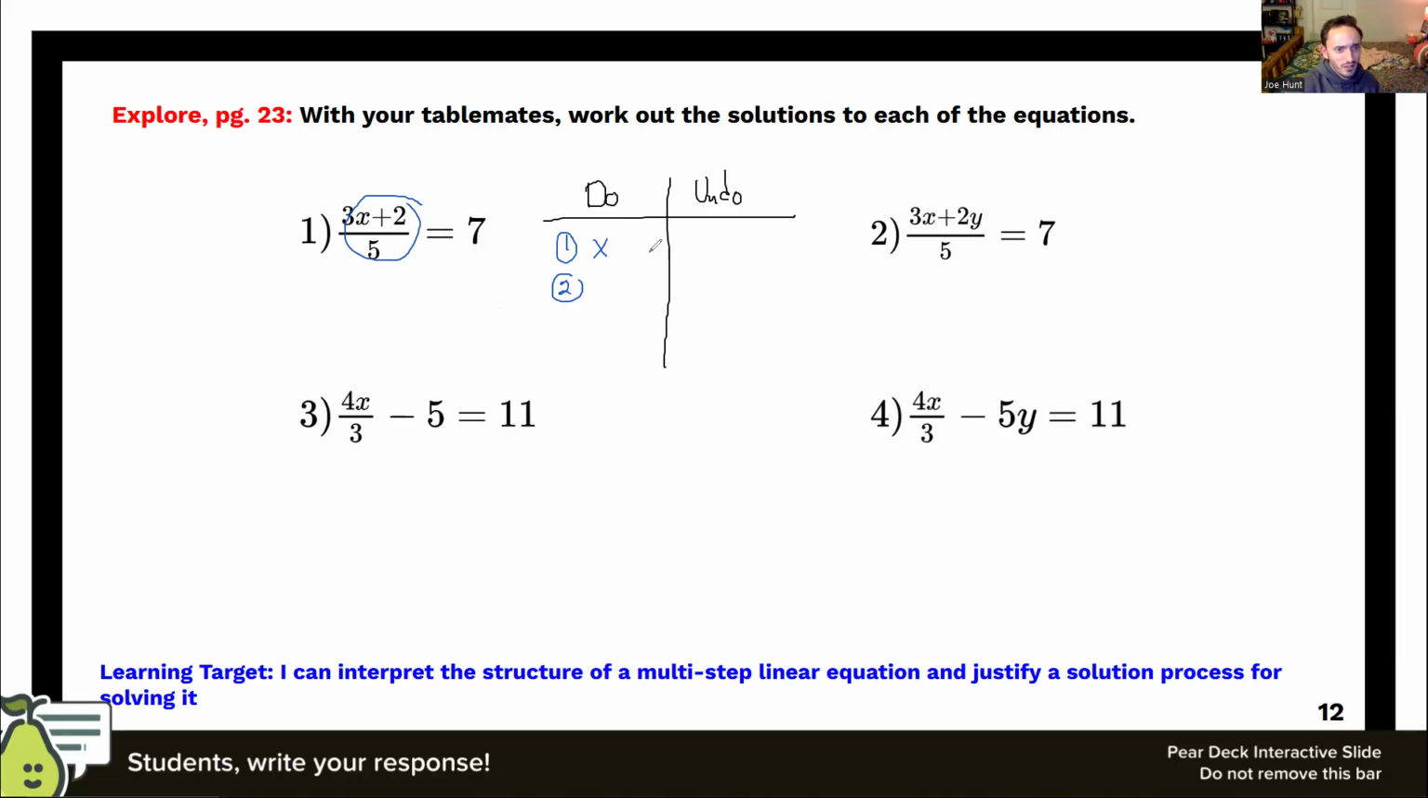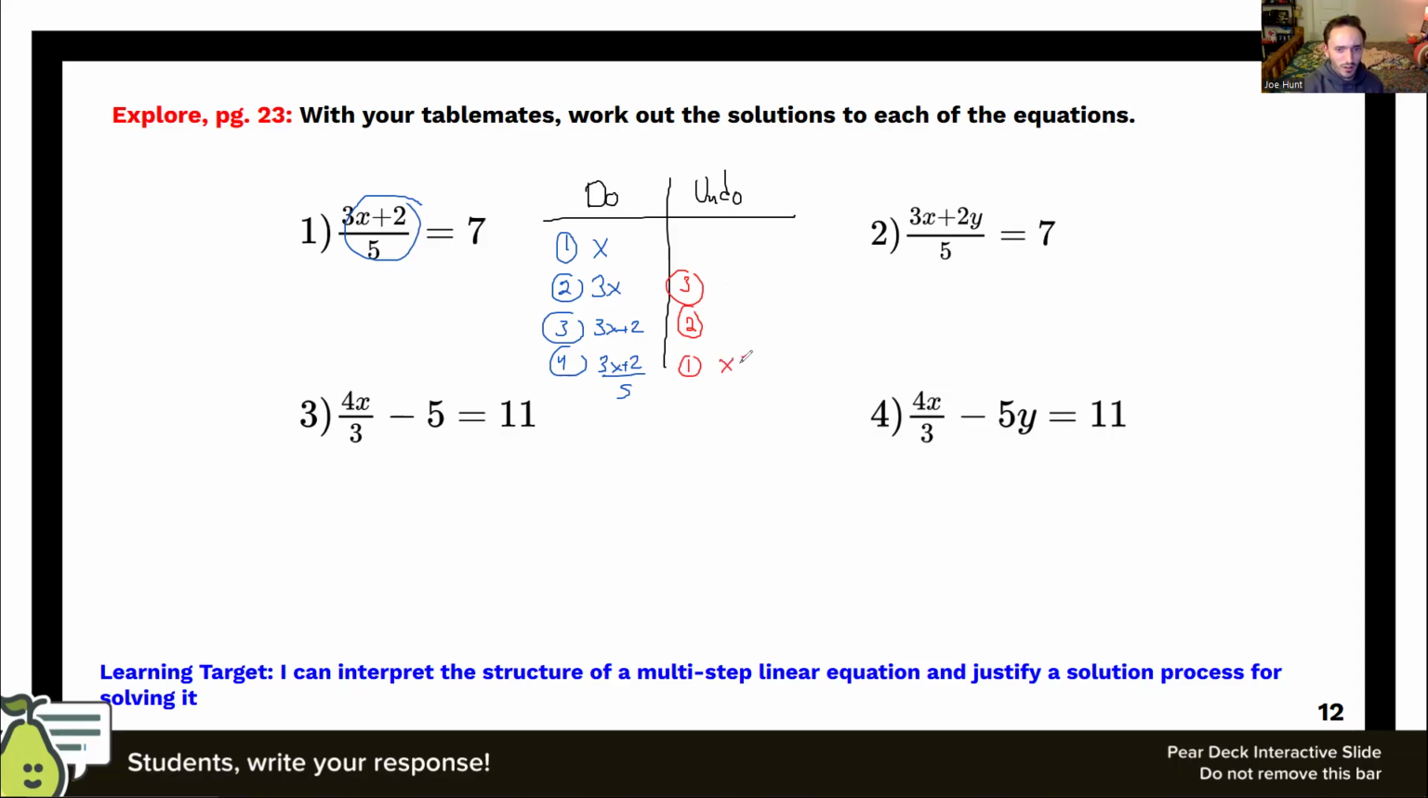So first there's x, and then I multiplied that by 3. And then I took that 3x and I added 2 to it. And then once I had all that, I took 3x plus 2 and I divided it by 5. That's going to help me make some determinations about what I'm doing if I'm trying to undo or solve the equation.